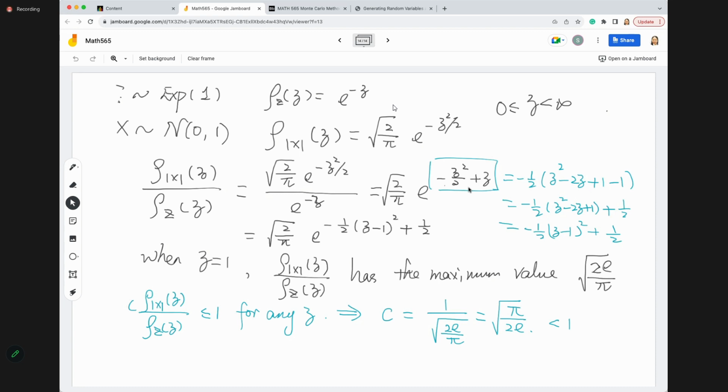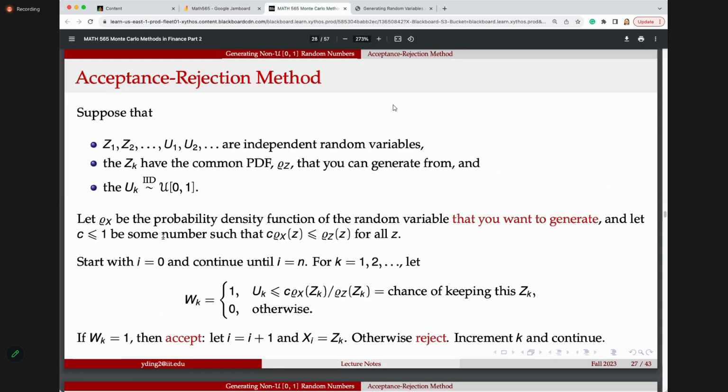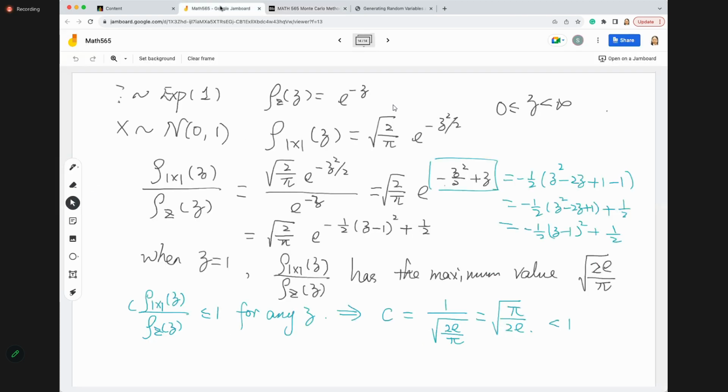Okay, sure. This is the condition. We know this is always true. So this one should always be less than or equal to 1 for any z. Is this okay? Because this is what we are given here. So c should be some number such that c times rho x of z is less than or equal to rho z, because I moved the rho z to the left hand side, so this will be less than or equal to 1. Okay, so then we know the maximum value of this one is 2e over pi.